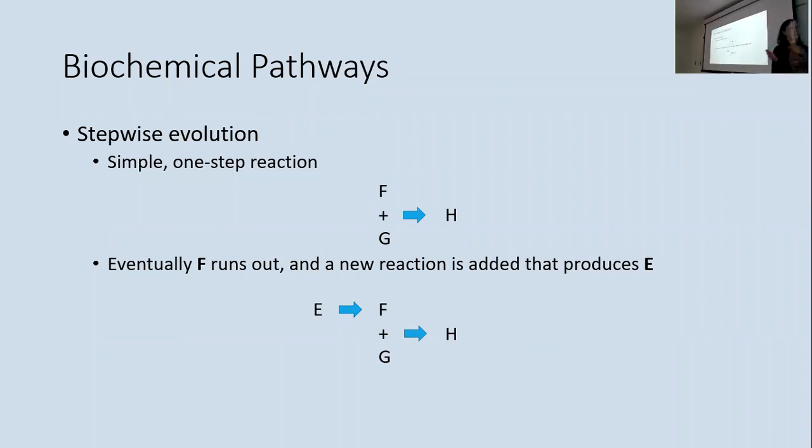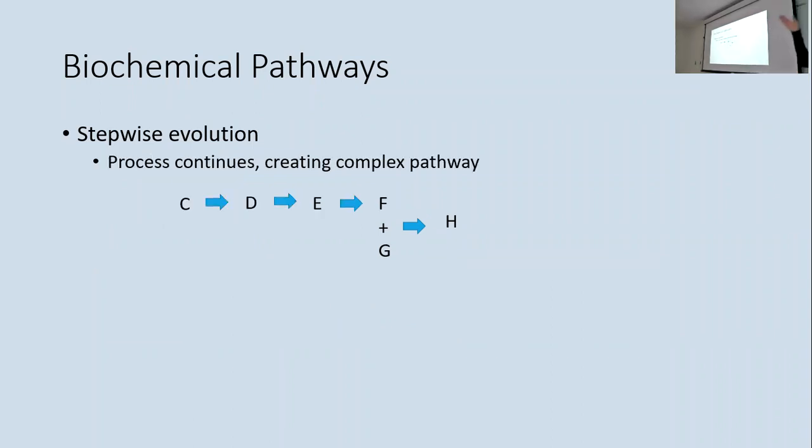But the planet's been around for a while. This happened a lot. Eventually you end up with something much more complicated. We ran out of E, then we ran out of D. All right, now we can make C into D into E into F. Add F to G and get H.